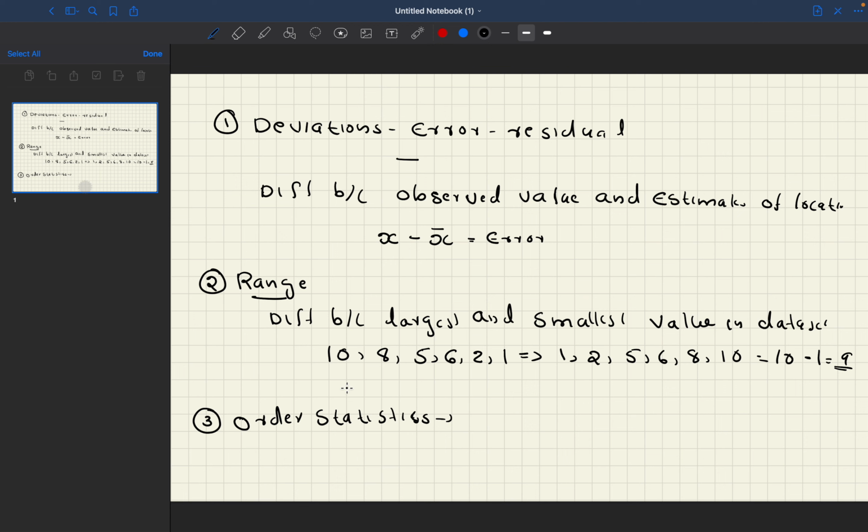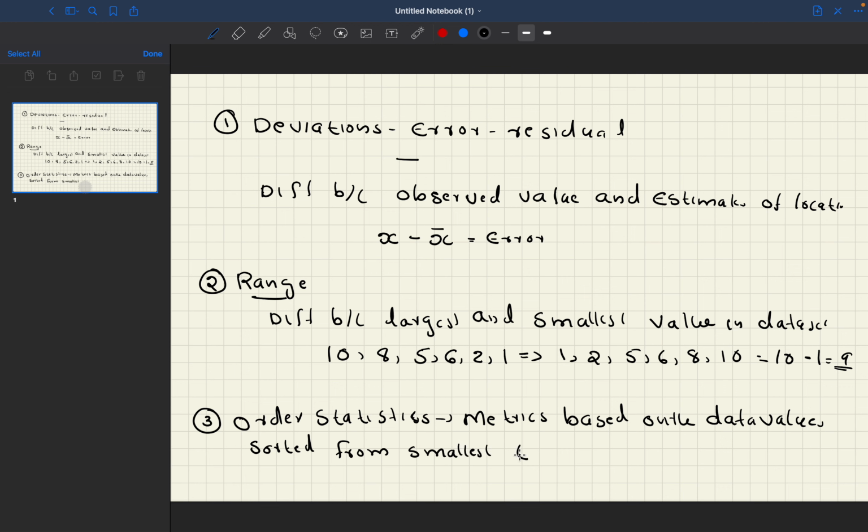This is a metric based on the data values sorted from smallest to biggest. We can also say it is a rank. I think by saying this, everybody can understand what is meant by order statistics.